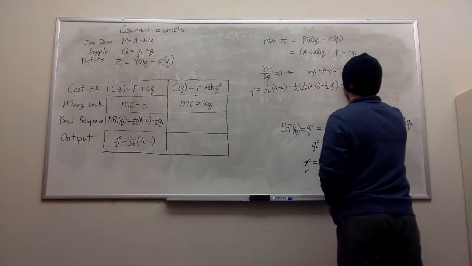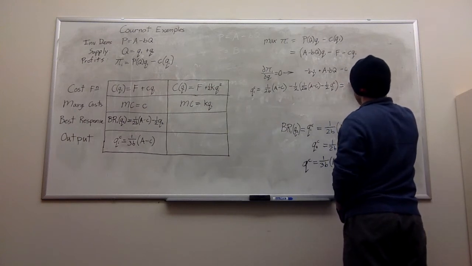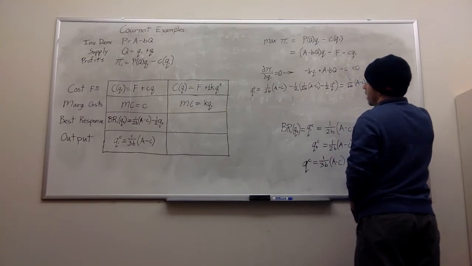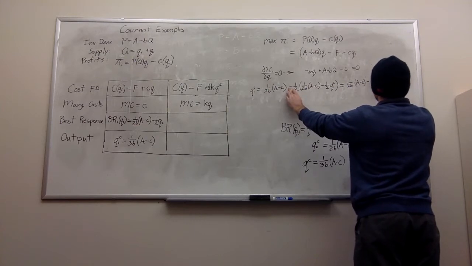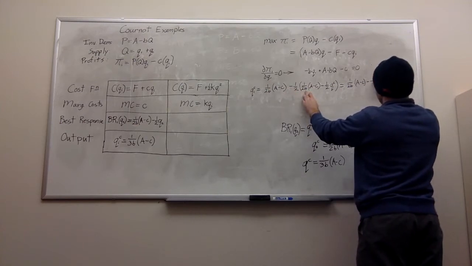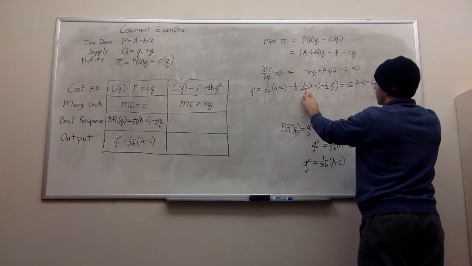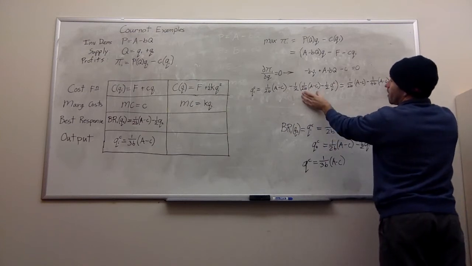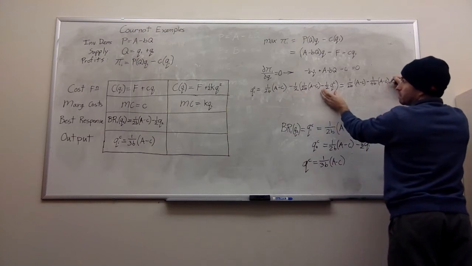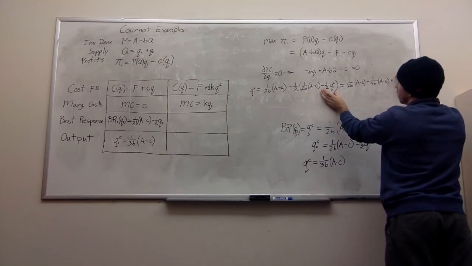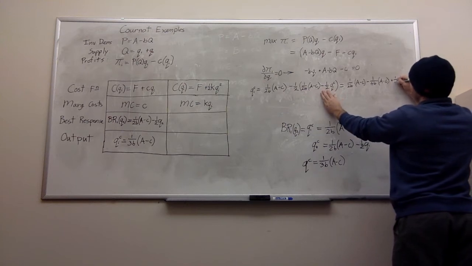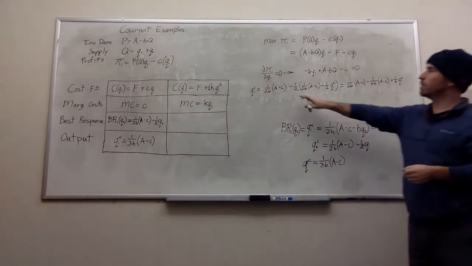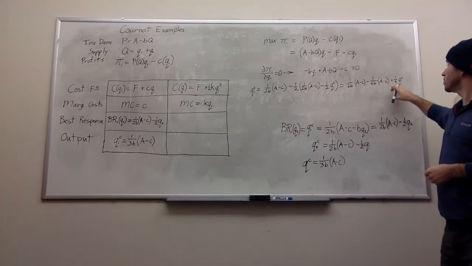So I've got 1 over 2b (a minus c), minus 1/2 times this, so that's 1 over 4b (a minus c), and minus 1/2 times minus 1/2 c is plus 1/4 Q1c. So I just distributed the negative 1/2 onto those two terms.